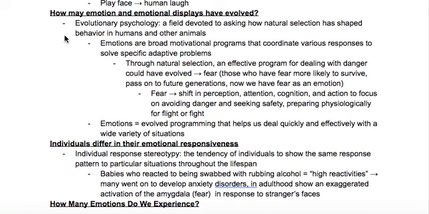Evolutionary psychology is a field devoted to asking how natural selection has shaped behaviors in humans and other animals. Emotions are broad motivational category programs that coordinate various responses to solve specific adaptive problems. Through natural selection, an effective program for dealing with danger could have evolved, one of those being fear, the evolutionary benefit being that those who have fear are more likely to survive and pass on to future generations. And therefore now we have fear as an emotion.